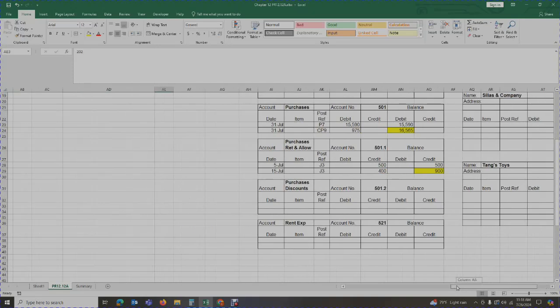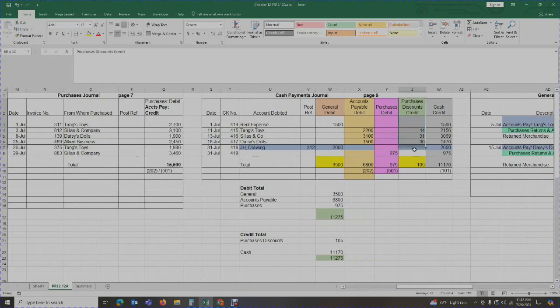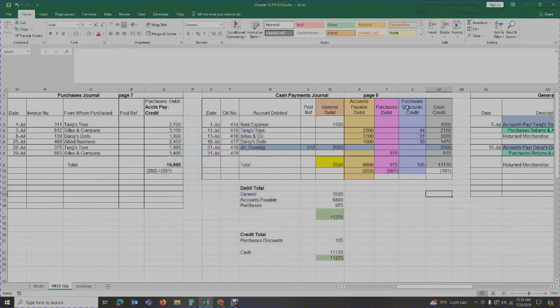Now we're going to do the purchase discounts. Okay, for the purchase discounts, those appear under your cash payments. So we have a total of $105 for your purchases discounts. These are the discounts for paying within the allotted time period, basically paying very quickly. They are incentivizing you to make a quick payment of what is owed, and then a discount is being provided. So we have purchases discounts of $105. Okay, this is coming from Cash Payment Journal on page number 9.